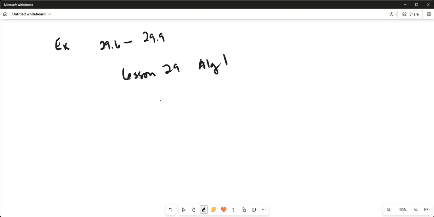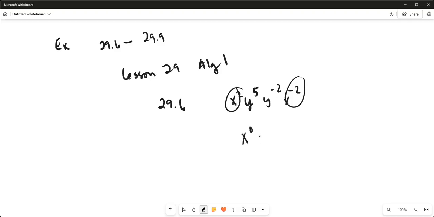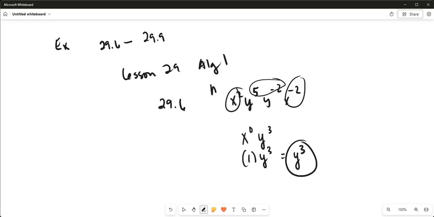So if you look at 29.6, we have x squared, y to the fifth, y to the negative second, x to the negative second. So if we simplify this, I think we actually did this one in class, but I'm just going to go over it anyway. We're going to combine these two. So this is going to be x to the 0, and this is going to be y to the third. So that x to the 0 equals a positive 1. So this is just going to be y to the third. All right, that's the A.